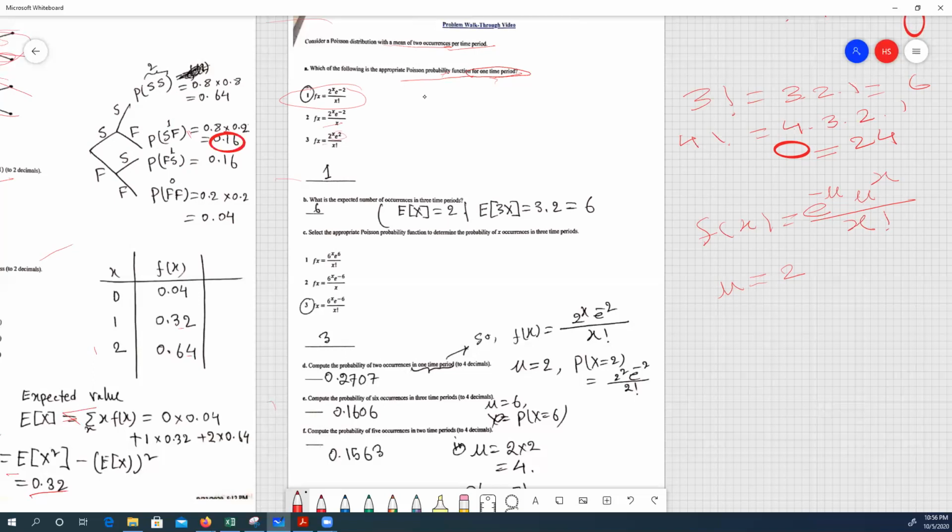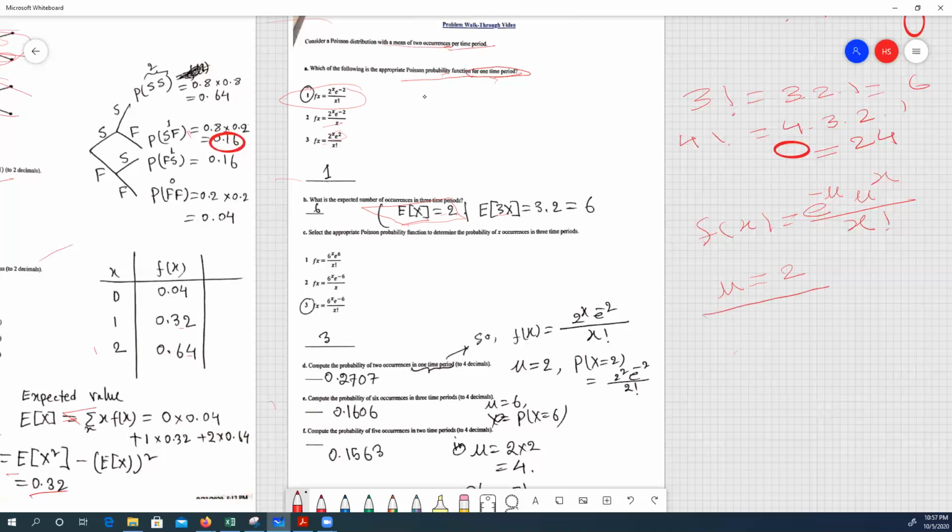What is the expected number of occurrences in 3 time periods? For one time period, the expected value is 2. So if x is the random variable, then the expected value of x is 2. For 3 time periods, the random variable will be 3 times x. So the mean will be 3 times the mean for each time period. And it's very simple actually.